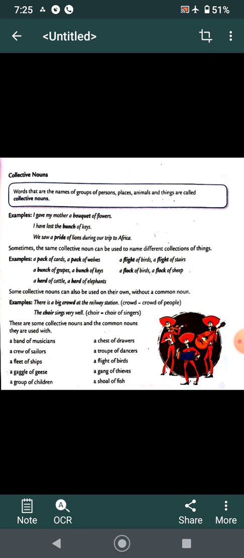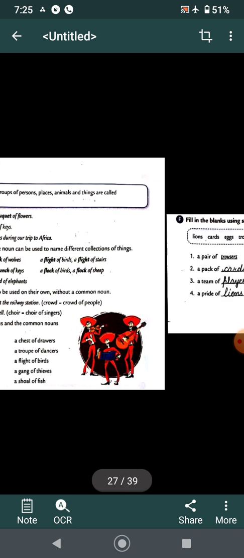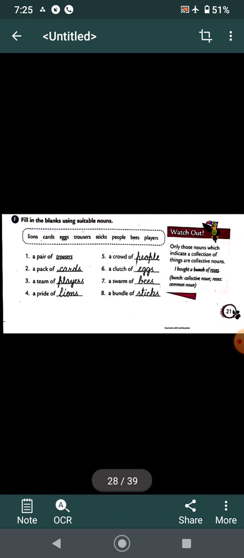There are some collective nouns and the common nouns that are used with them. For example, a band of musicians, a chest of drawers, a crew of sailors, a troop of dancers, a fleet of ships, a flight of birds, a gaggle of geese, a gang of thieves, a group of children, a shoal of fish. I hope, children, this much is clear. Now let's move on to the exercise to make yourselves more clear.